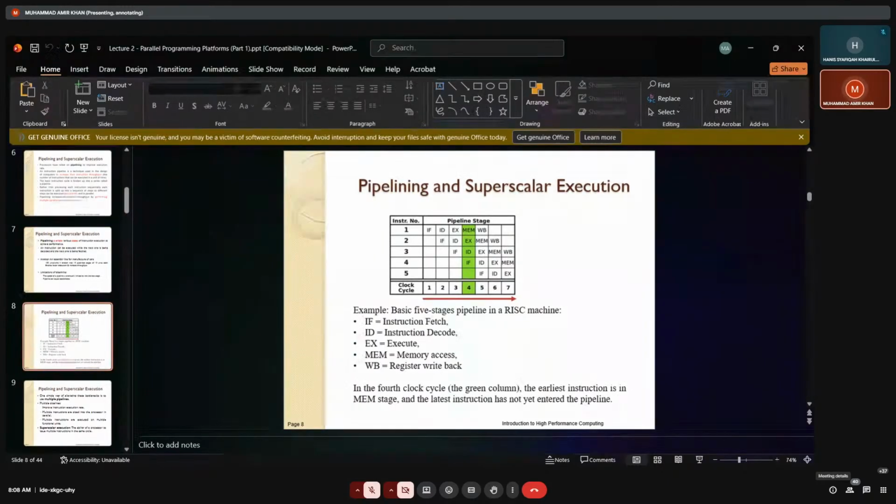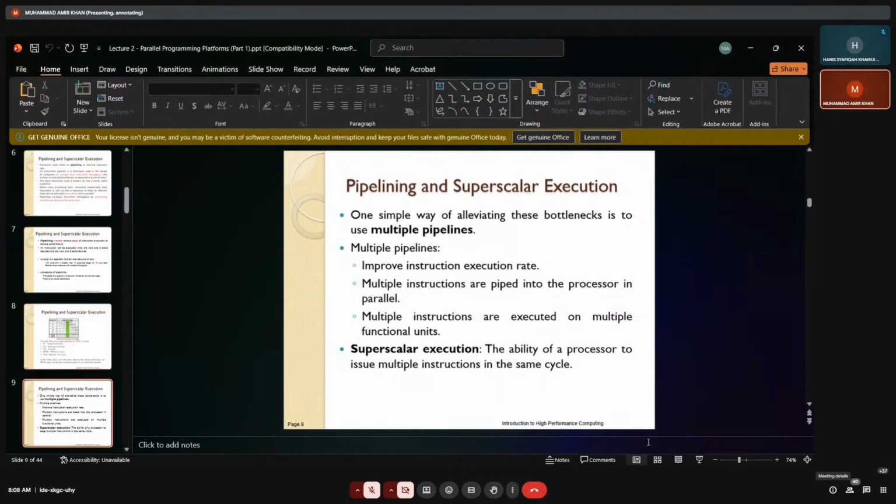Okay, pipelining and superscalar execution. Here we already discussed many times the basic 5 stages: instruction fetch, decode, execute, memory access, and write back, and how we can accommodate these instructions in different clock cycles. And in order to alleviate or overcome the simple pipeline issue, we can use multiple pipelines. We can say superscalar execution.